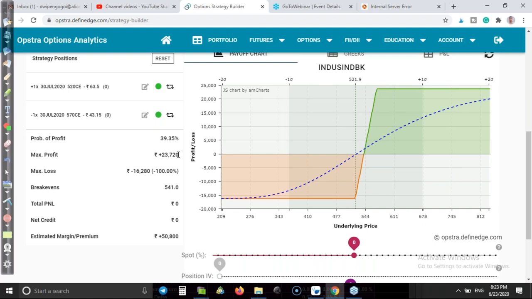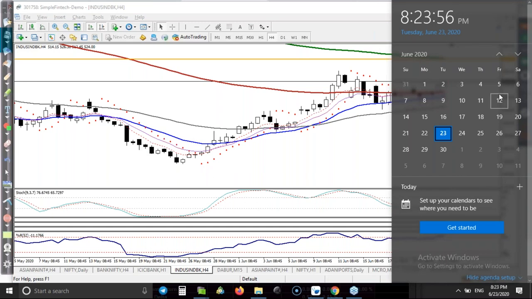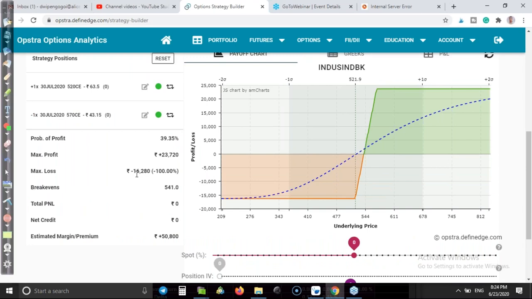If it doesn't go to that certain level which we are expecting, and we hold our position, what is our expiry date? 30 July. All right, our maximum loss will be 16,000. Remember, we never hold till expiry, because of time decay. Time decay is very dangerous for a buyer. For a seller, time decay is God.